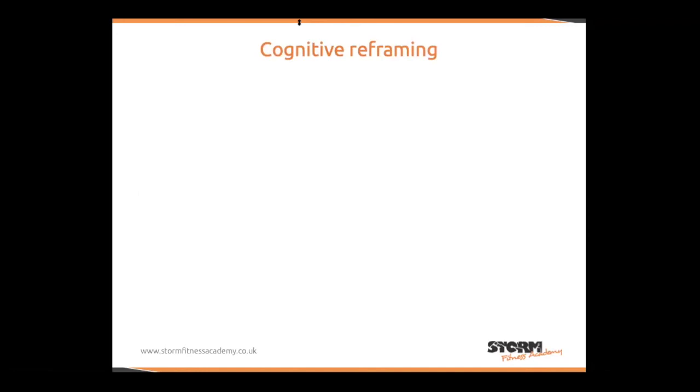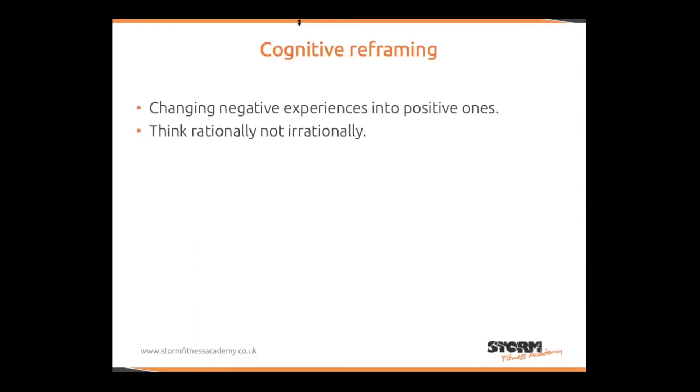Now, something else, a question you've got in your worksheet is about cognitive reframing. Has anyone heard of this before, cognitive reframing? No. Okay, so it's just where you take a situation and you reframe it to make it positive, basically. So instead of focusing on past failures and negatives, you just try and keep it as positive as you can. So changing negative experiences into positive ones, basically.